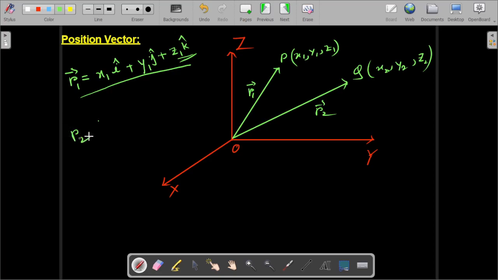Similarly, the position vector of point Q will be like this: x2 i cap, y2 j cap, z2 k cap. Instead of x, y, z, you can have any value. This way, the position vectors are denoted. Yeah. So we already got this.